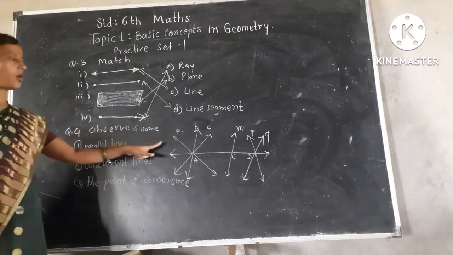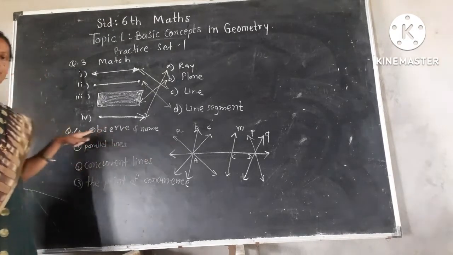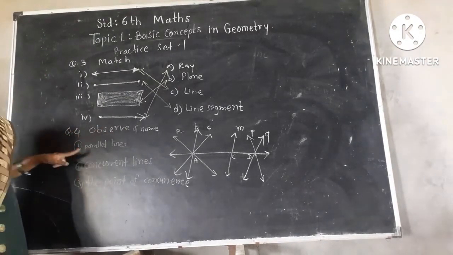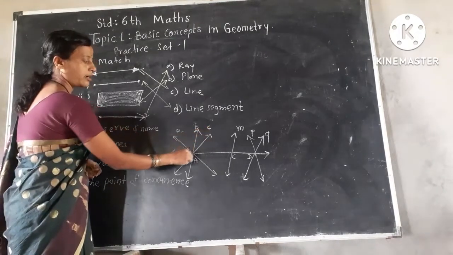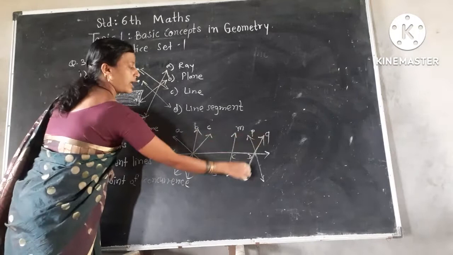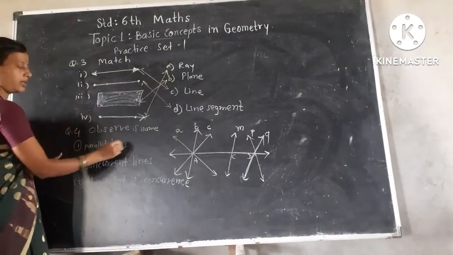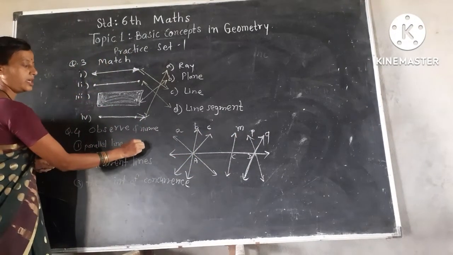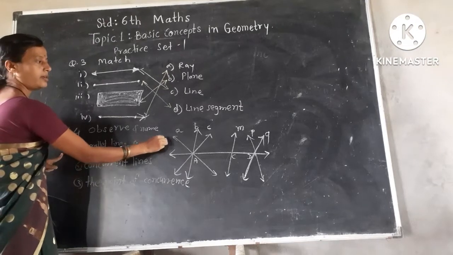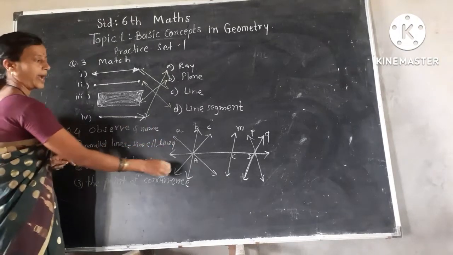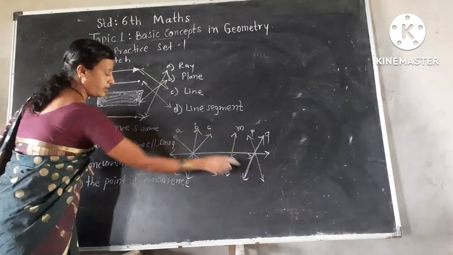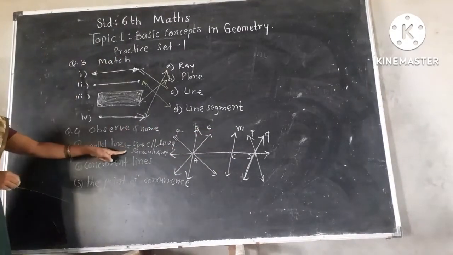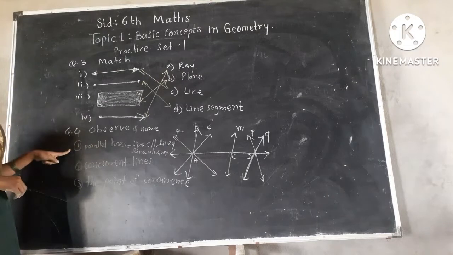Question 4. Observe this diagram and name it. First, parallel lines. We can see the diagram. Here line C and line P are parallel lines. Line C is parallel to line Q and line A is parallel to line P. You can also find parallel lines.